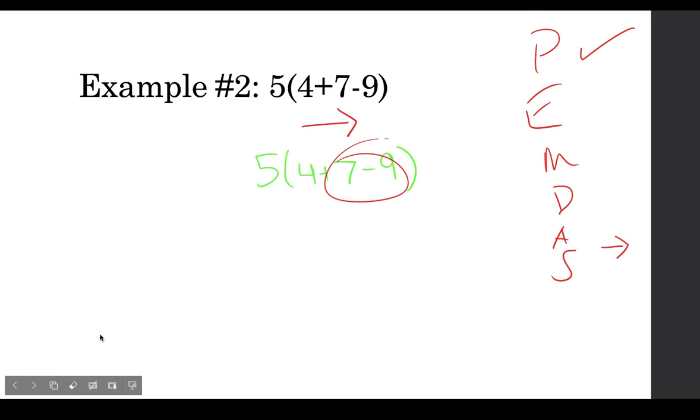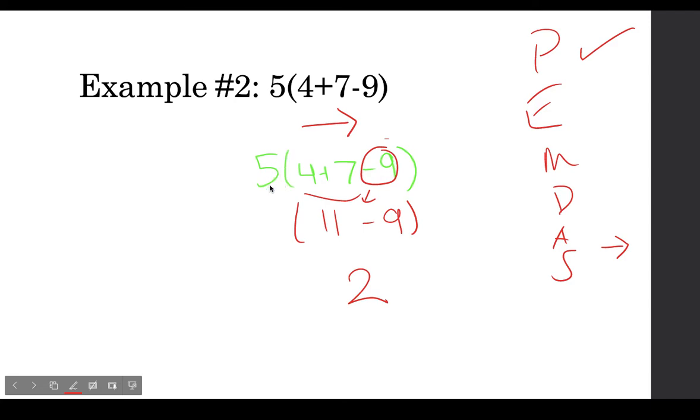Give you a second to think about that. We are actually going to solve 4 plus 7 first. 4 plus 7 is 11. And so we still have to bring this number down and solve for 9. 11 minus 9. And we get 2.